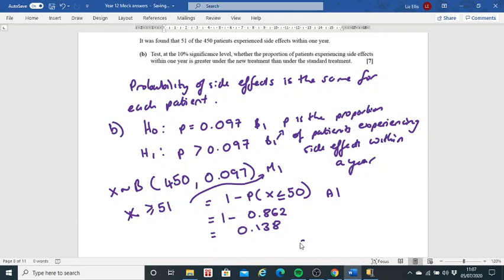Now we need to compare this. So we need to say 0.138. Now this is where we get to the 10%. 10% is 0.1. This is bigger than 0.1. So that gives me my A1 follow-through mark. So now I've compared it. What does it mean that it's bigger? That means it's more likely to happen. And if it's more likely to happen, then it looks like we might be right. There might be a greater chance of having side effects. So what do we say?